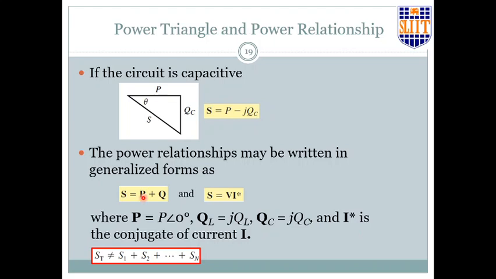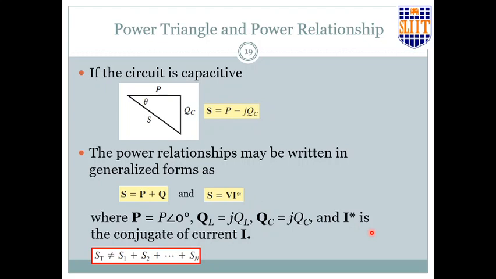So S is equal to P plus Q in that case. P is P angle 0, Q is equal to JQL or JQC. You can add them together to get the resultant Q value, like what we did earlier. And so in this case S is equal to VI complex conjugate, I star.